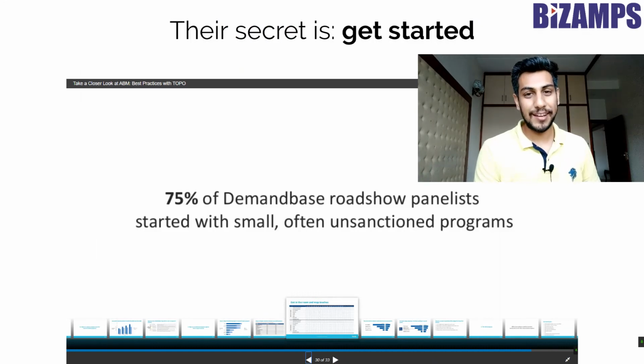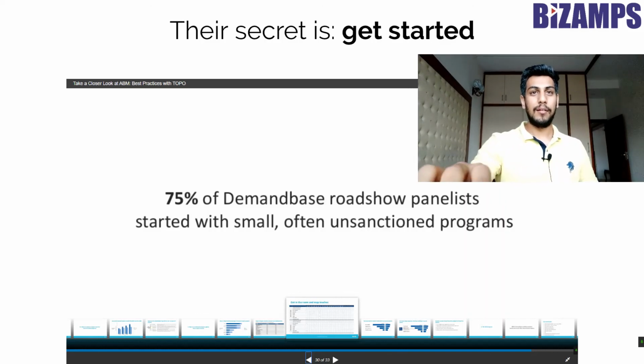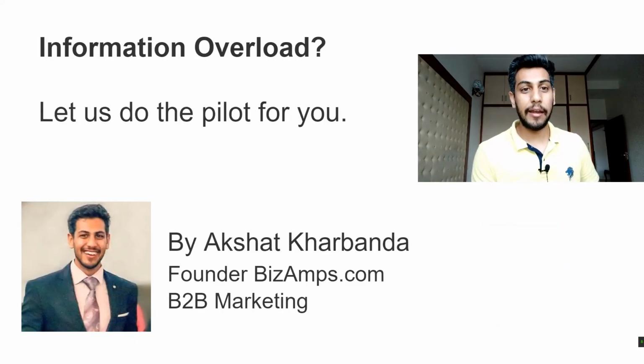And yeah, we are almost at the last page of the presentation. And here's the thing: if you're a company watching this, 75% of the account-based marketing programs were unsanctioned, and they were very small. That means some person took a risk that we should bet big on a certain number of accounts. They put a small budget aside, and that thing worked out. So the key is getting started.